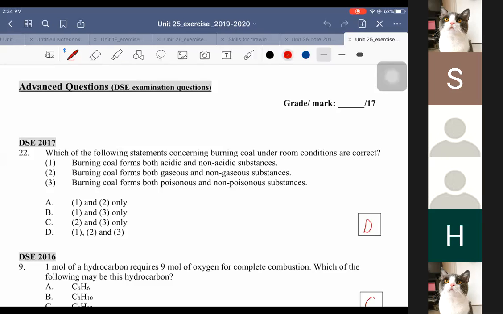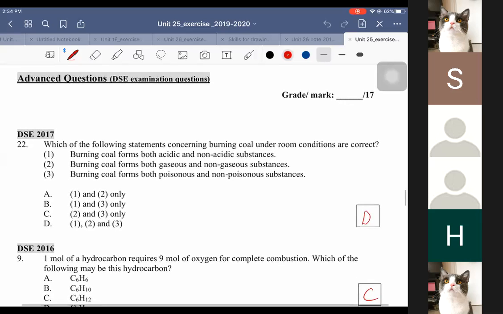So please take a look at the MC part first. Okay, so I just want to go through some of them. For the first one, question 22, there are three statements.